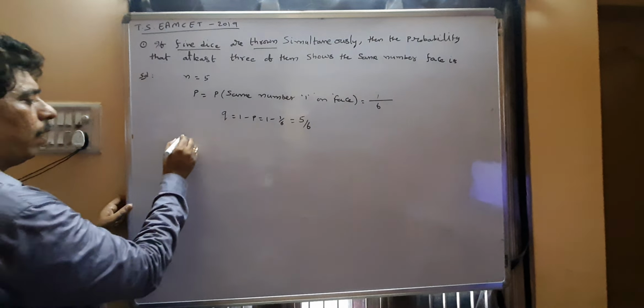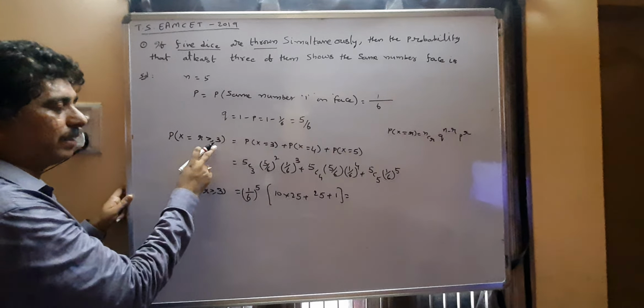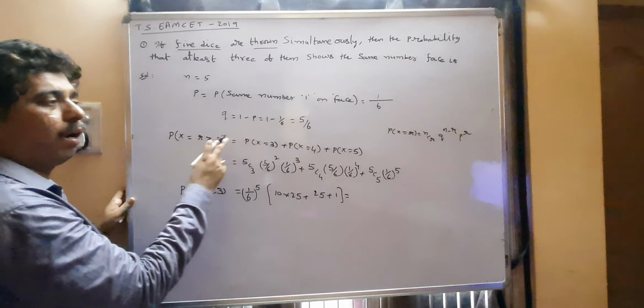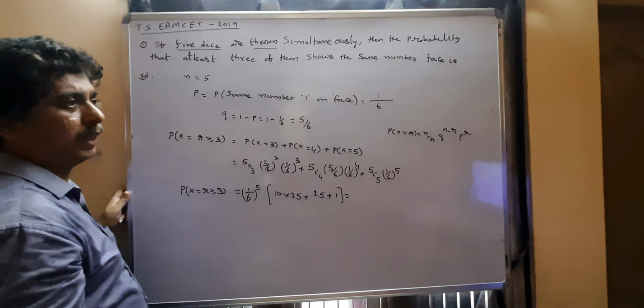5C4 means 5, 5 fives are 25, and 1. That is the probability of X equal to R greater than or equal to 3. R is either 3 or 4 or 5, meaning 3 dice show the same number, or 4 dice show the same number, or 5 dice show the same number. That means probability of X equal to 3 or X equal to 4 or X equal to 5, meaning 3 dice show the same number 1.